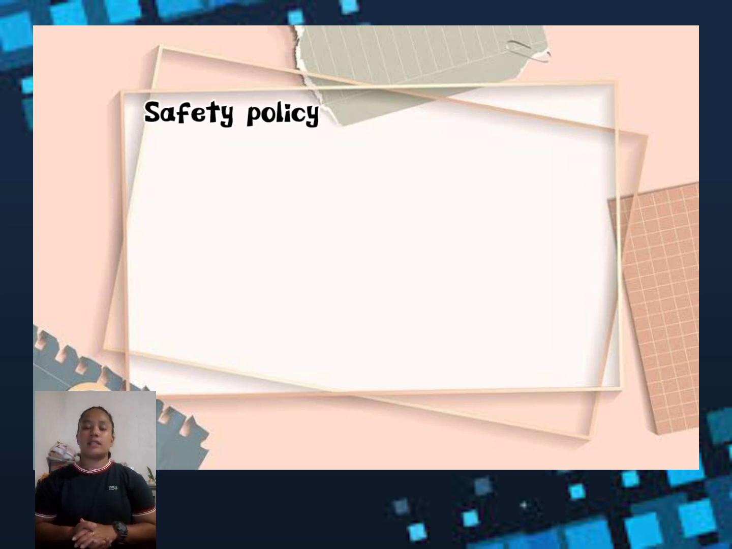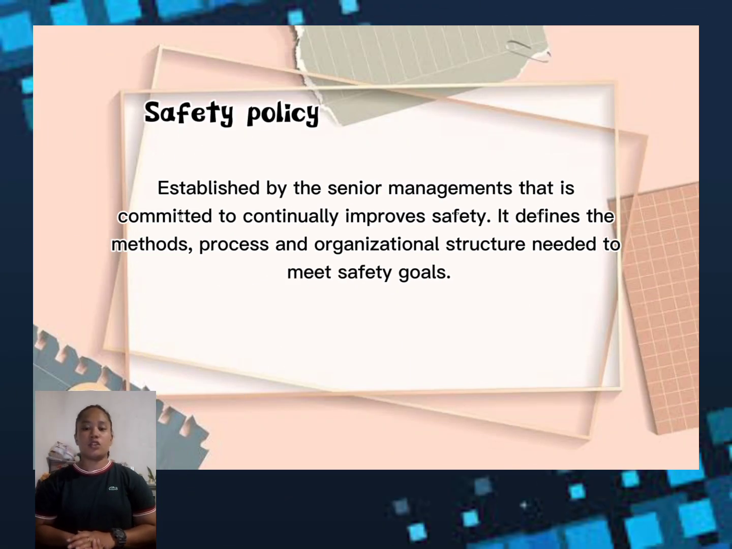So first, the safety policy. Safety policy is established by the senior management that is committed to continually improving safety. It defines the methods, processes, and organizational structures needed to meet safety goals. The safety policy is the component that mostly regulates and implements the policy that the industry and the business should follow to maintain proper safety and health protocols.